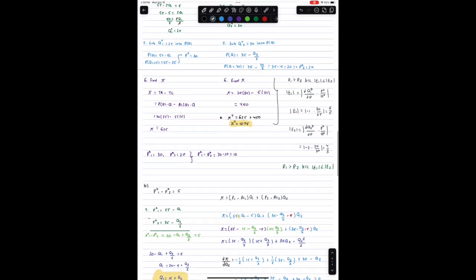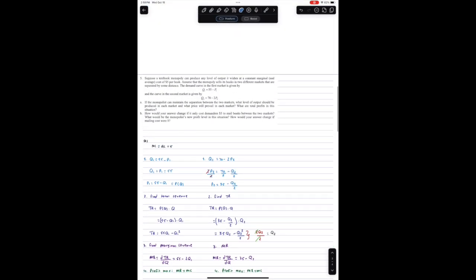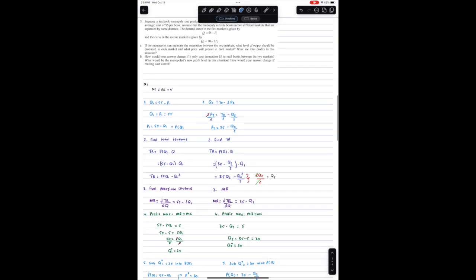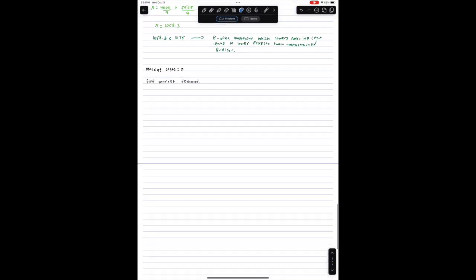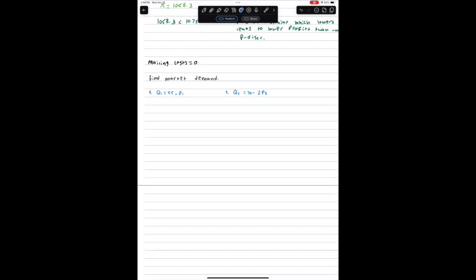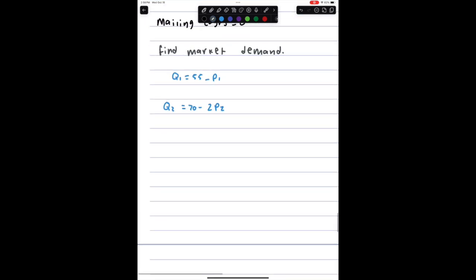I'm going to go back to the two demand functions. I'm actually going to copy them. I'm going to paste right here. I'm going to cut this. I'm going to cut this. I'm going to go like this. Okay, so we have our two demand functions, right?